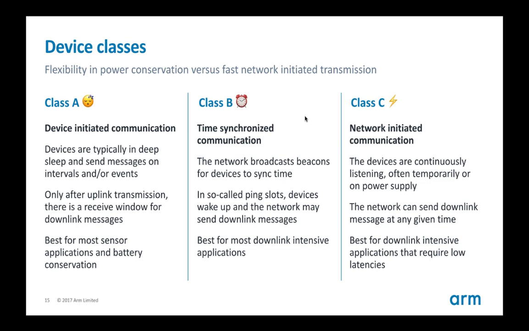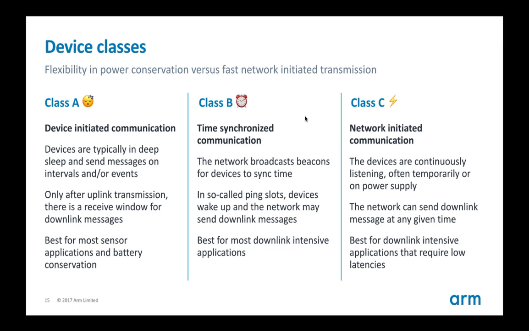Class B is when the network and the end device synchronize a slot for downlink messages. The gateways send beacons on an interval, and end devices listen to these beacons, and that way they sync with the network, and they wake up every so often to receive a downlink message. This is configurable. It could be every few minutes or a few times per minute. And in the meantime, these end devices are in deep sleep. So this consumes a bit more power than Class A, but it's really good for getting downlink messages to end devices.